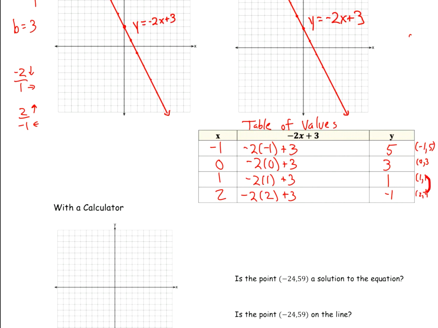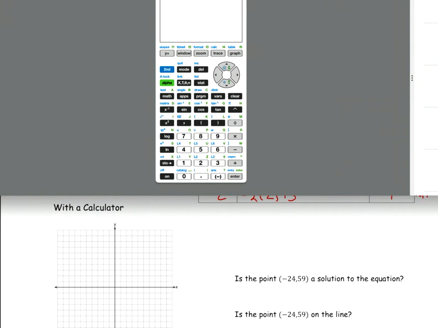So you can do method 1, just the slope and the y-intercept. You could do method 2, which is a table of values, or you could do the third method, which is a table of values with the calculator. So get out your calculator. And what we are going to do is graph our equation. Go to y equals, clear anything out that's in there, press negative, because it's -2. Careful, do not press minus. That's different. The minus sign over here is for subtracting. The negative next to enter means negative. So that'd be -2x plus 3.